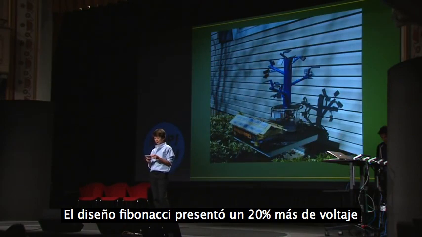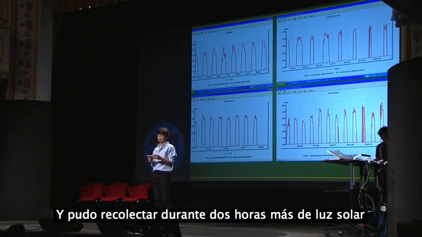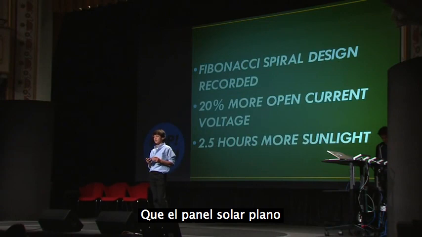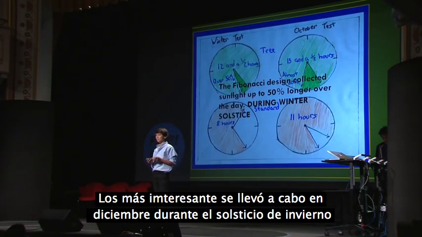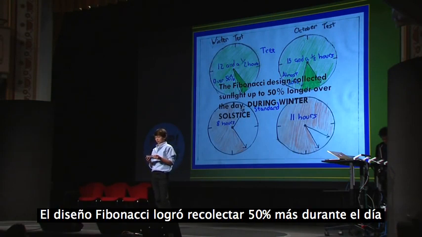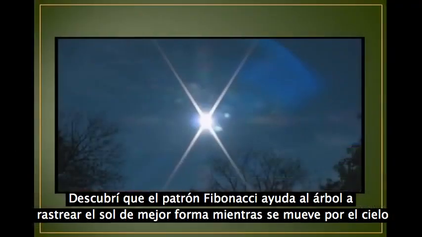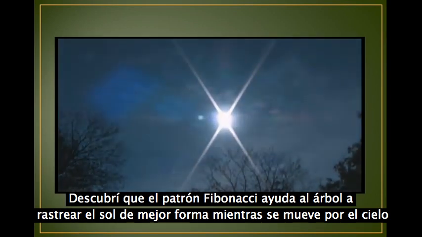The Fibonacci design recorded 20% more open current voltage and collected up to 2.5 more hours of sunlight during the day than the flat panel design. But the most interesting results were in December, at the winter solstice, when the sun was at a low point in the sky. The Fibonacci design collected sunlight up to 50% longer over the day. I discovered the Fibonacci pattern can allow a tree to track the sun better as it moves through the sky.